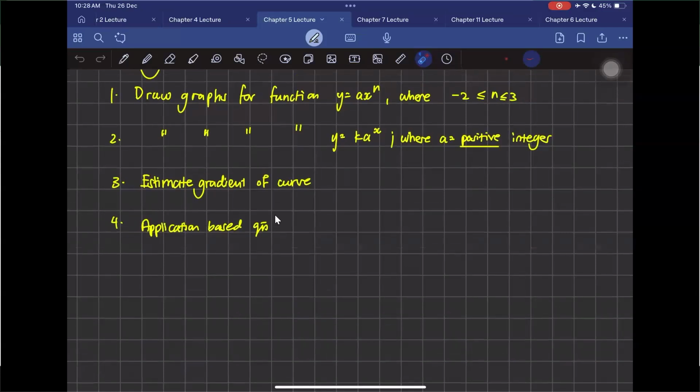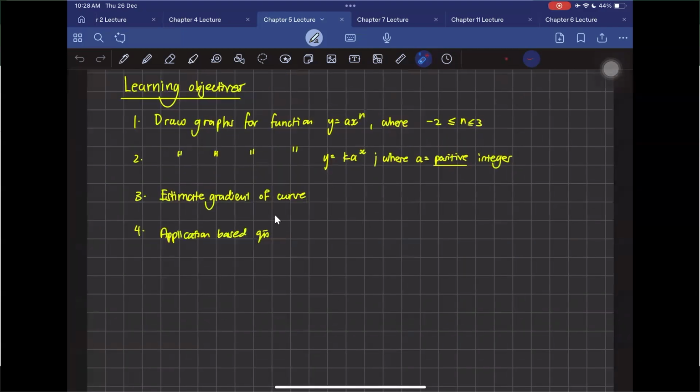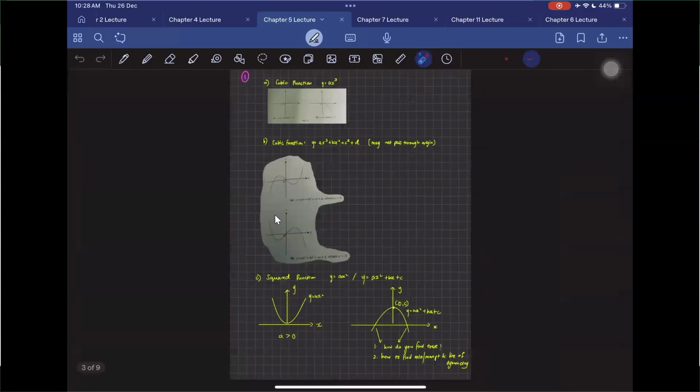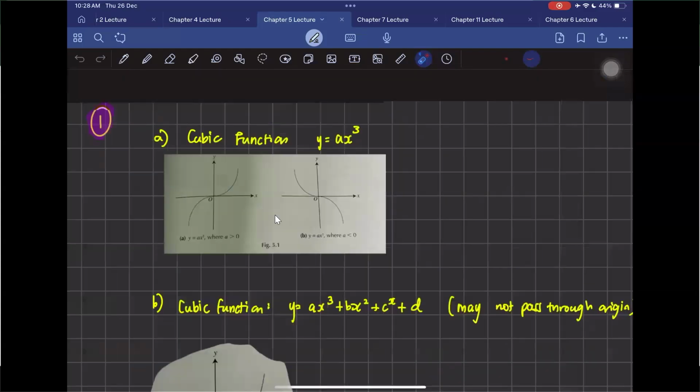Since today's lesson is going to be on an iPad, I won't be able to draw the graphs, but we'll go through the graph drawing techniques during our actual lesson. So for now, it'll just be the theory for this chapter. Okay, so let's get started.